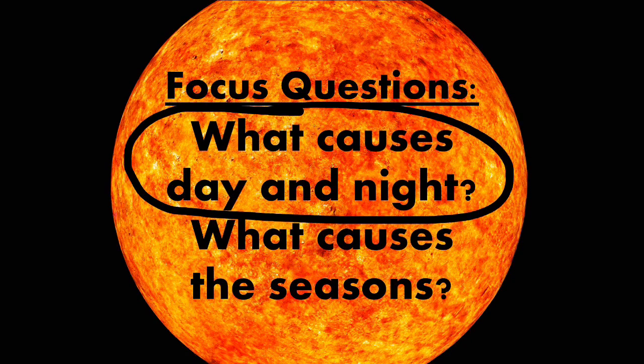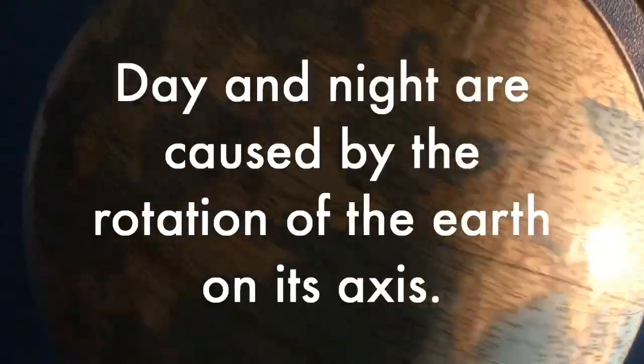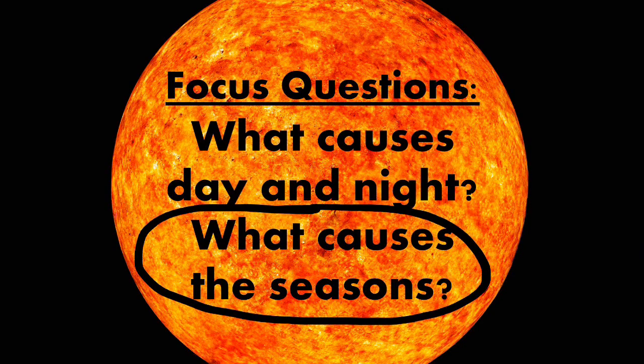So I think we've answered our first question, what causes day and night? Day and night are caused by the rotation of the Earth on its axis. Okay, next question. What causes the seasons?